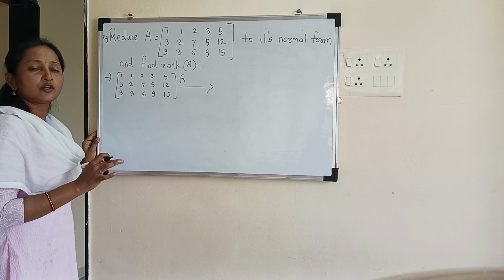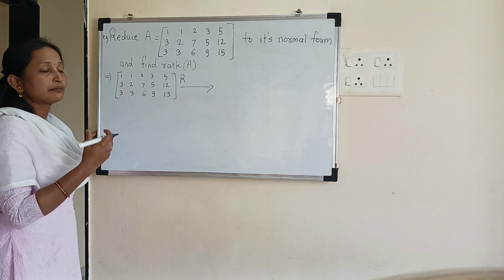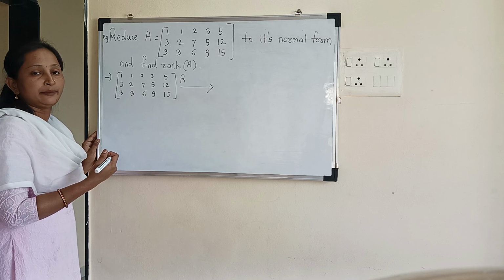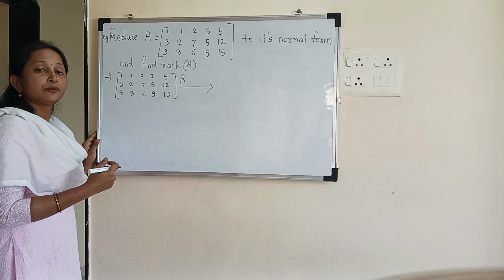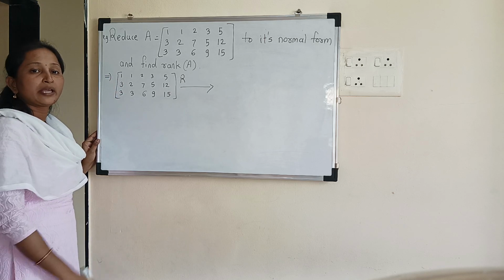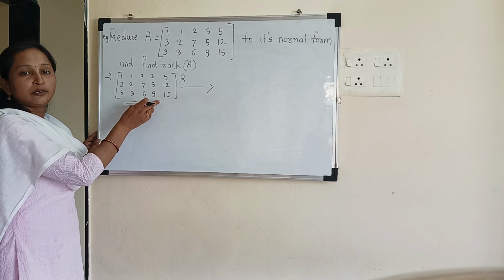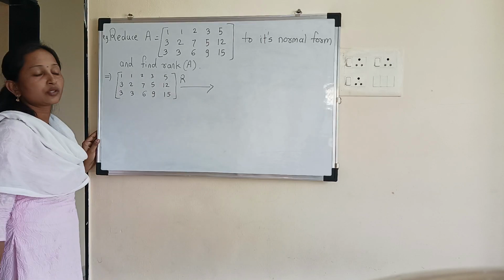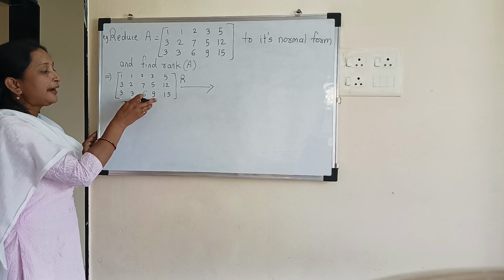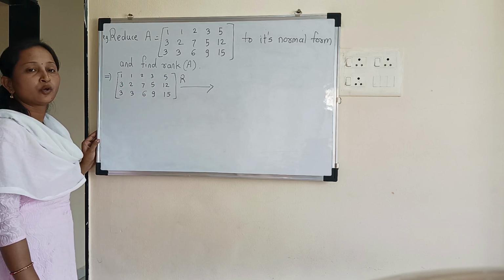Elementary row operations are of 3 types. You can multiply any row by a non-zero scalar. This is the first type of elementary row operation. The second type is that you can interchange any 2 rows of the matrix. And the third type is that you can add any multiple of some row to another row. That means you can add 3 times R3 to R2, or you can add 2 times R3 to R1. So this is the third type of elementary row operation.